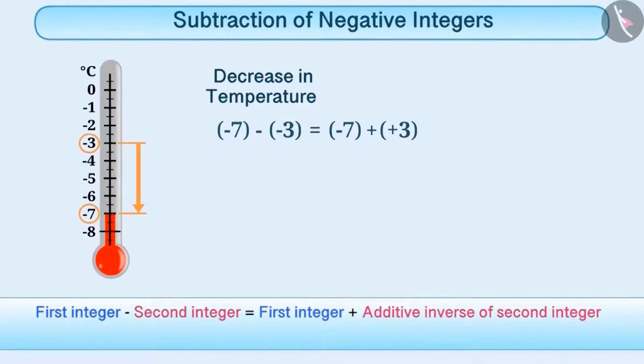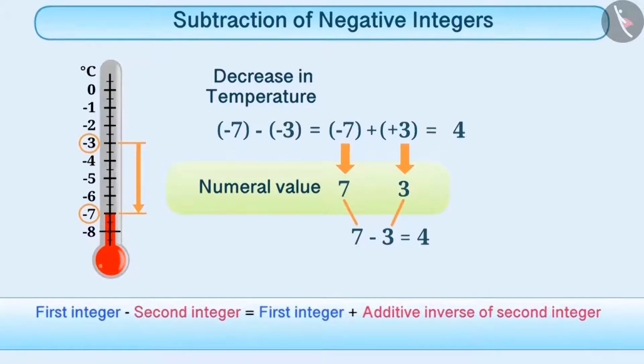In order to add +3 to -7, first, we will subtract the smaller numeral value, that is, the number without sign, from the larger numeral value, and then we will put the sign of that number whose numeral value is larger. By doing so, we obtain the result -4. From the result, it is clear that the temperature has decreased by 4 degrees centigrade.